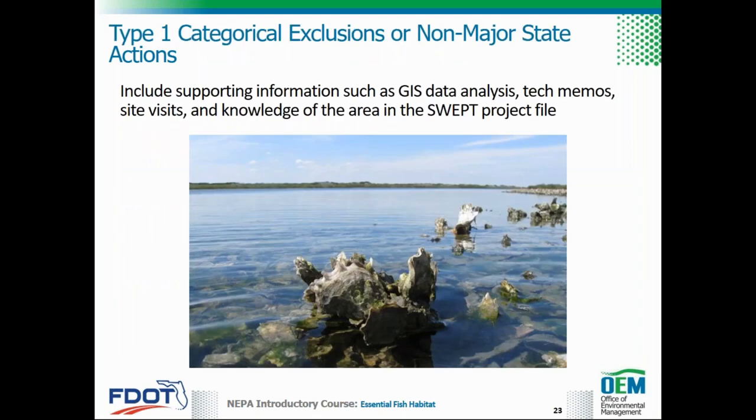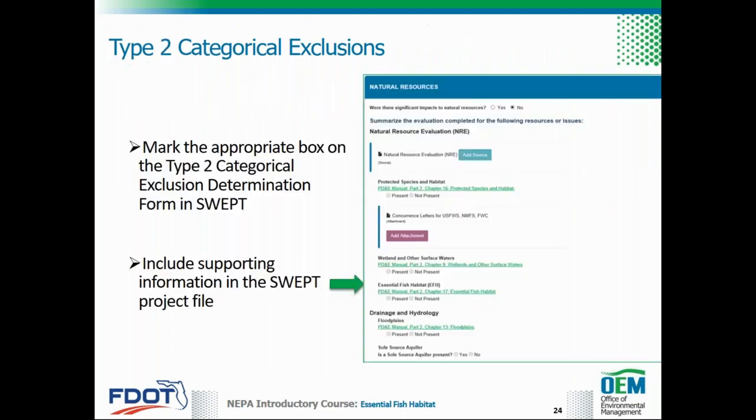For Type 1 categorical exclusions, called CEs, or non-major state actions, also known as NMSAs, include supporting information in the Statewide Environmental Project Tracker or SWEPT project file. This includes information such as GIS data analysis, technical memos, site visits, and knowledge of the area. Inclusion of this documentation will support the determination that no EFH assessment is needed. For Type 2 CEs with no EFH involvement, mark the appropriate box on the Type 2 CE determination form in SWEPT. Include supporting information in the SWEPT project file.